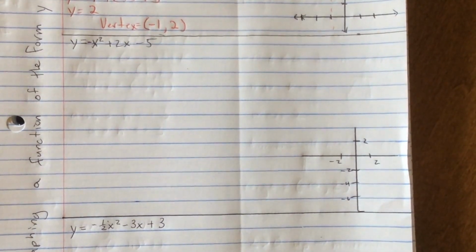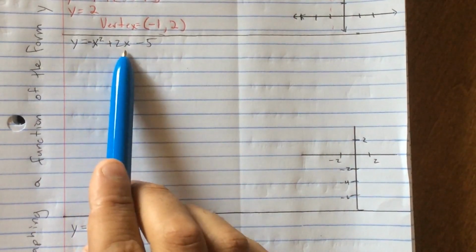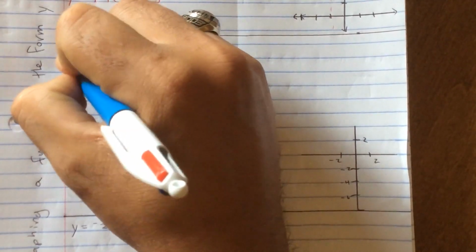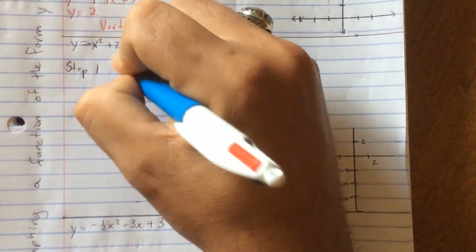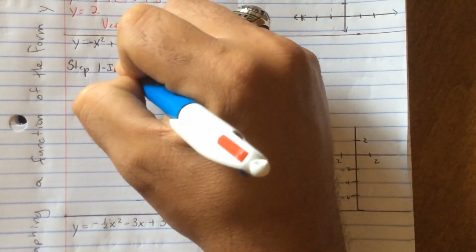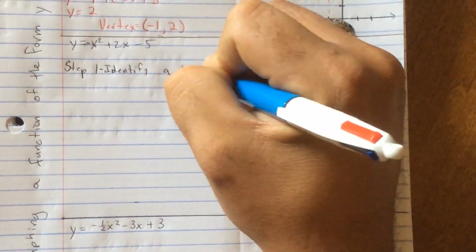This is part 2 of foldable number 2. This is y is equal to negative x squared plus 2x minus 5. So same thing for this one. We're going to go to our steps. Step 1 is going to be to identify our a, b, and c.